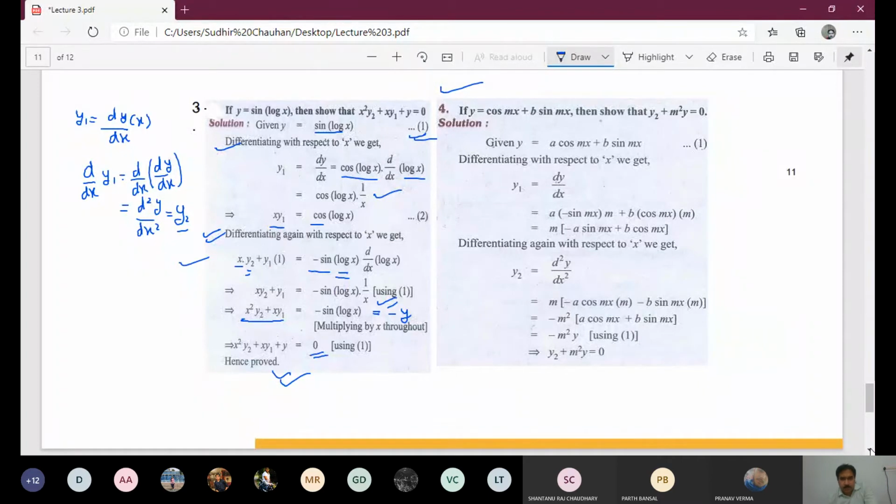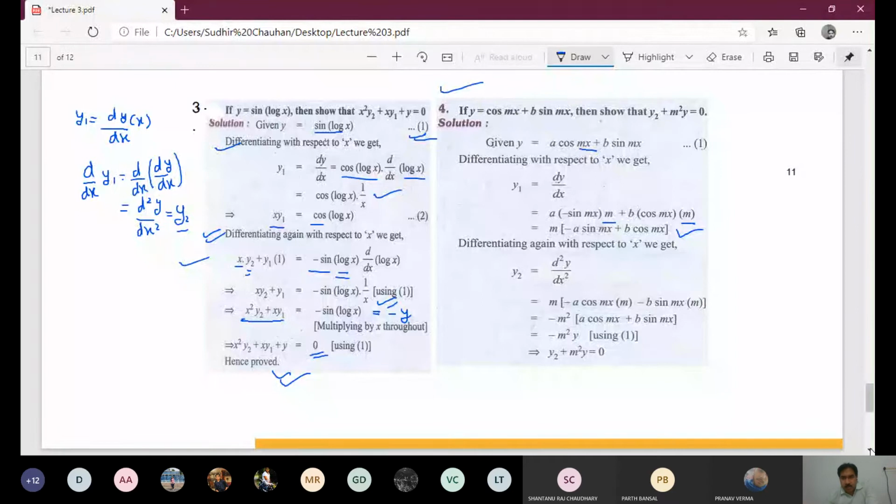y1 as dy by dx, so we differentiate this. That is, the differential of cos is minus sine mx, then the differential coefficient of mx is m, plus the differential of sine is cos, and then the differential coefficient of mx is m. So we get this, that is m into minus a sine mx plus b cos mx.